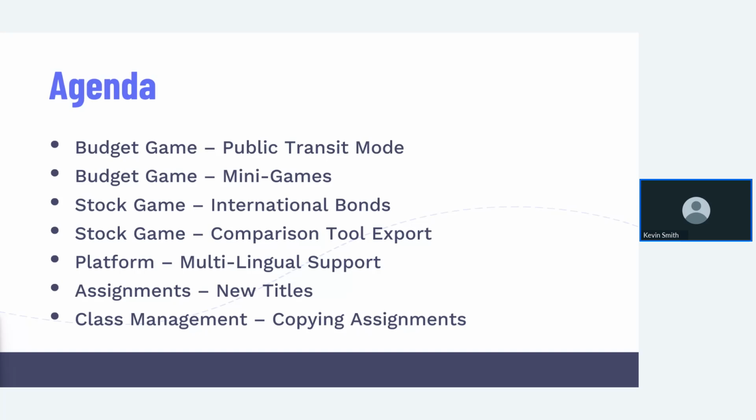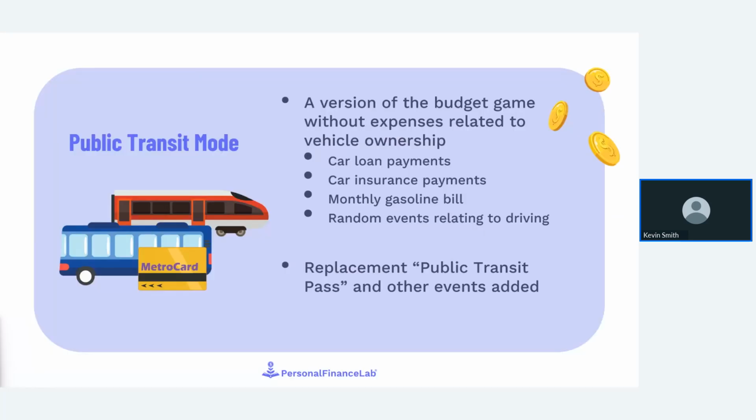So let's jump into these in a little bit more detail. So first up is public transit mode. So in the budgeting game, when your students are playing, there's typically a bunch of bills relating to owning a car. The standard bills include a car payment, so paying towards a car loan, a monthly car insurance payment, and a gasoline cost that they need to pay, I think on the 15th of each month.